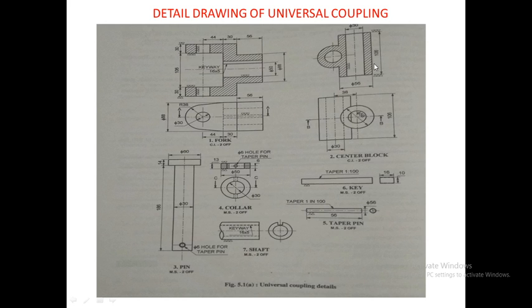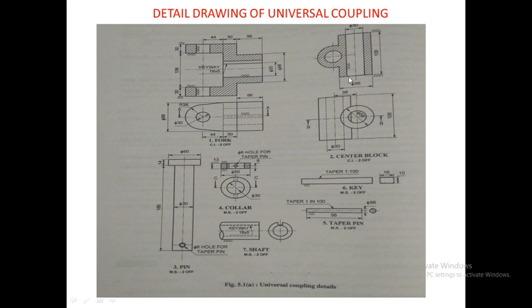Second, part number 2, center block. So this was the sectional front view of the center block, and this is the top view of the center block. In the center block we have 2 cylinders. So this part is the vertical cylinder which is having a hole inside it for inserting the pin, and this is the horizontal cylinder which is again having a hole inside it for inserting the pin. So this is the top view of the horizontal cylinder and this is the top view of the vertical cylinder.